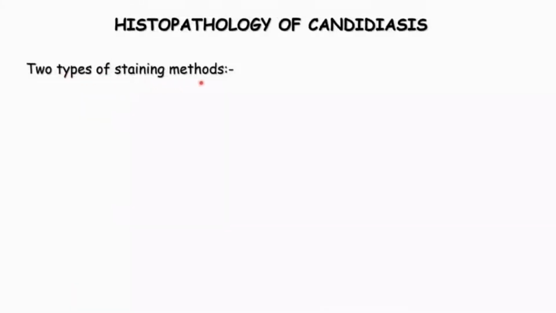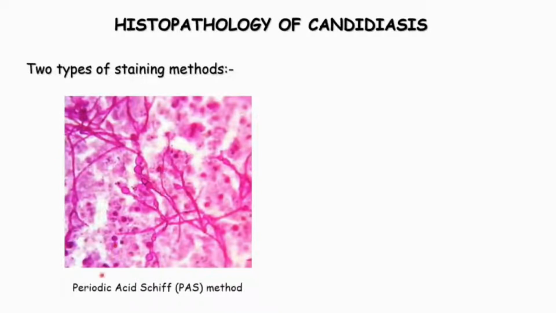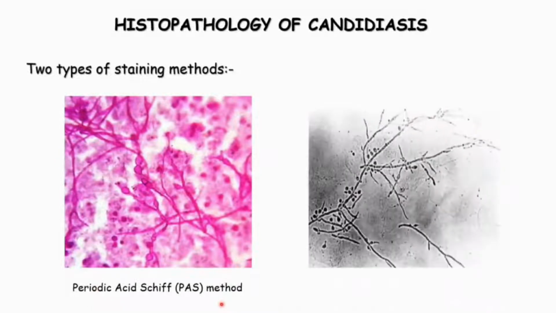There are two types of staining methods. Periodic acid Schiff method, and 10 to 20% KOH preparation.